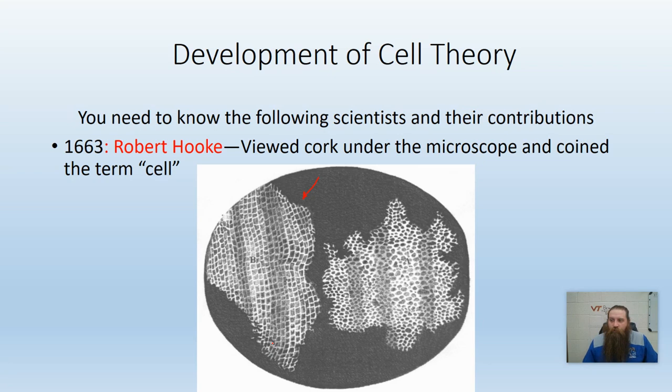Now, Robert Hooke is maybe someone you haven't heard of before, but he is actually important to a lot of different branches of science. He was a very influential guy, very intelligent guy. He was a contemporary with Isaac Newton. They weren't great friends by any stretch, but he was working around the same time. So, Robert Hooke came up with the term cell.